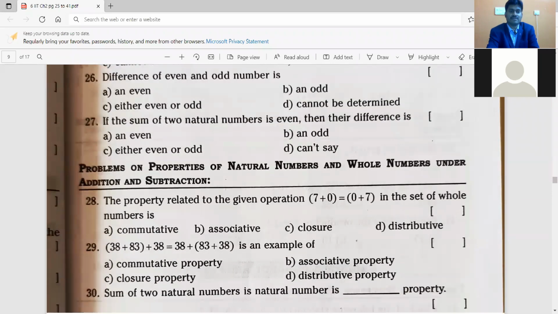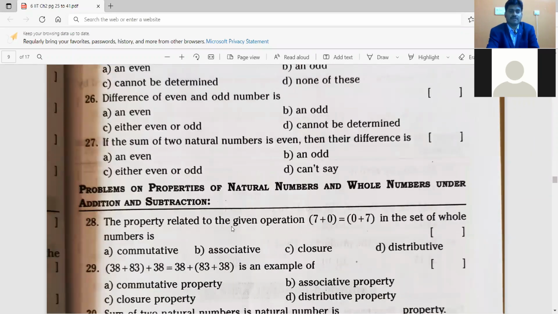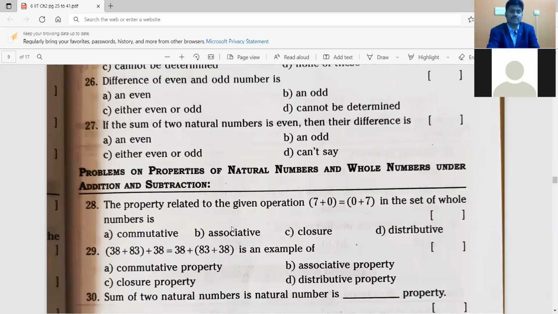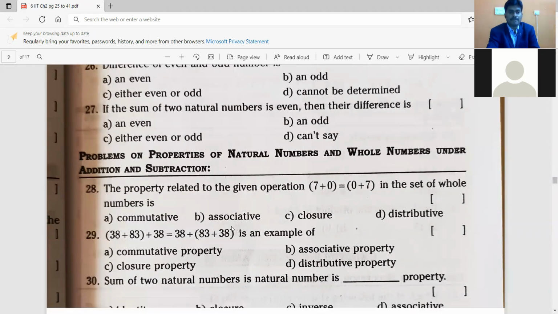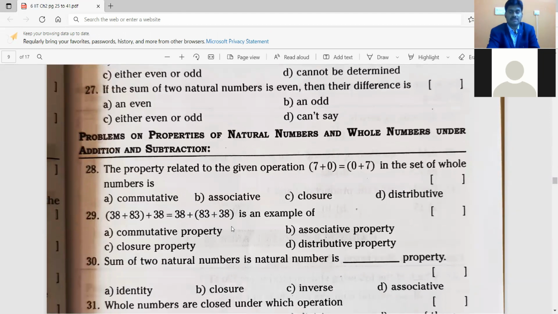These are like logical thinking questions. Problems on properties of natural numbers and whole numbers under addition and subtraction. Let us go through these sums. The property related to the given operation: 7 plus 0, 0 plus 7 in the set of whole numbers. Here the order is changed. So what can we say? A plus B is equal to B plus A. We'll call it a commutative property.